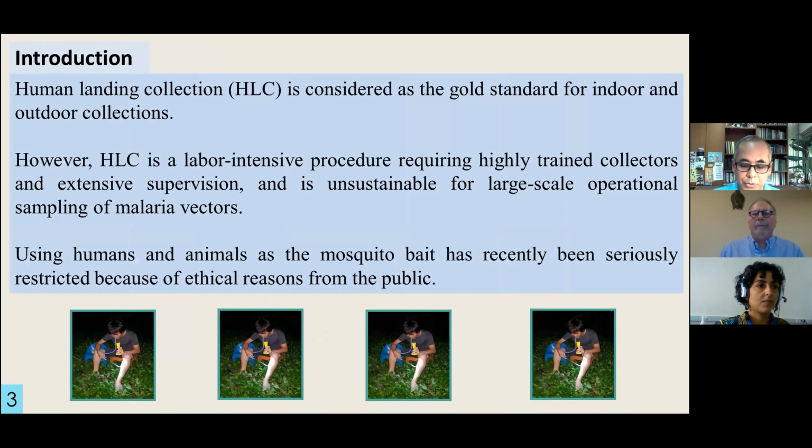Let me give you a brief background why we did conduct the evaluation of the 3 trap devices. As you may know, human landing collection is the gold standard to collect outdoor mosquito, but it is a very intensive process and needs well-trained collectors and sometimes not practicable for large-scale operational sampling of malaria vector. And recently, using human bait is restricted because of the ethical issue from local public.